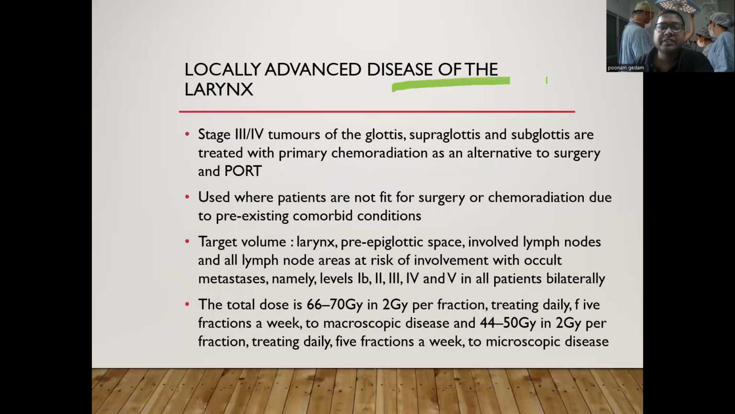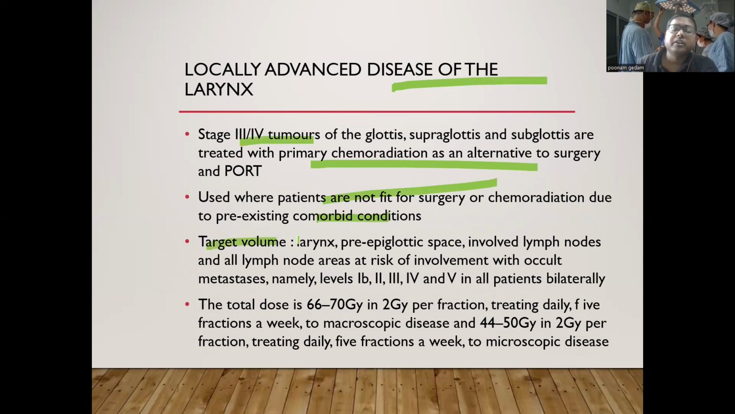So locally advanced disease of the larynx, stage 3, 4 tumors of the glottis, supraglottis, subglottis are treated with primary chemoradiation as an alternative to surgery and post-operative radiotherapy. Used where patients are not fit for surgery or chemoradiation due to pre-existing comorbid conditions.